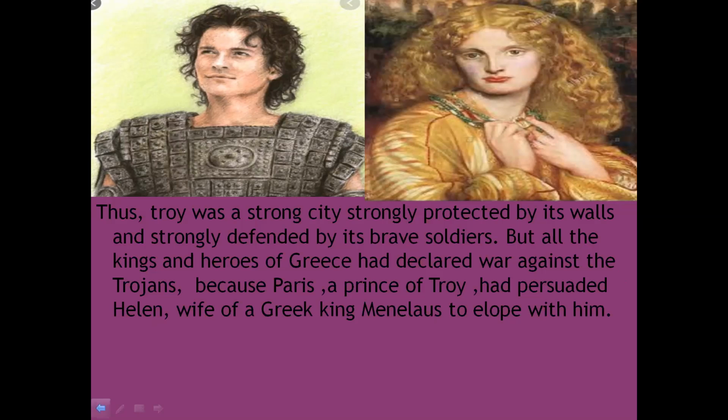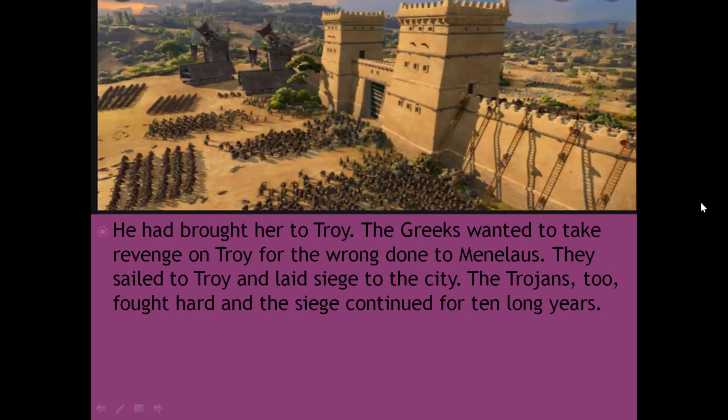Troy was a strong city, a very strong city. Prince Paris, prince of Troy, yes, you can see in the picture. He had been in love with Helen. Helen was the wife of Greek king Menelaus. The prince ran away with Helen. What was the result? Yes, we will see.